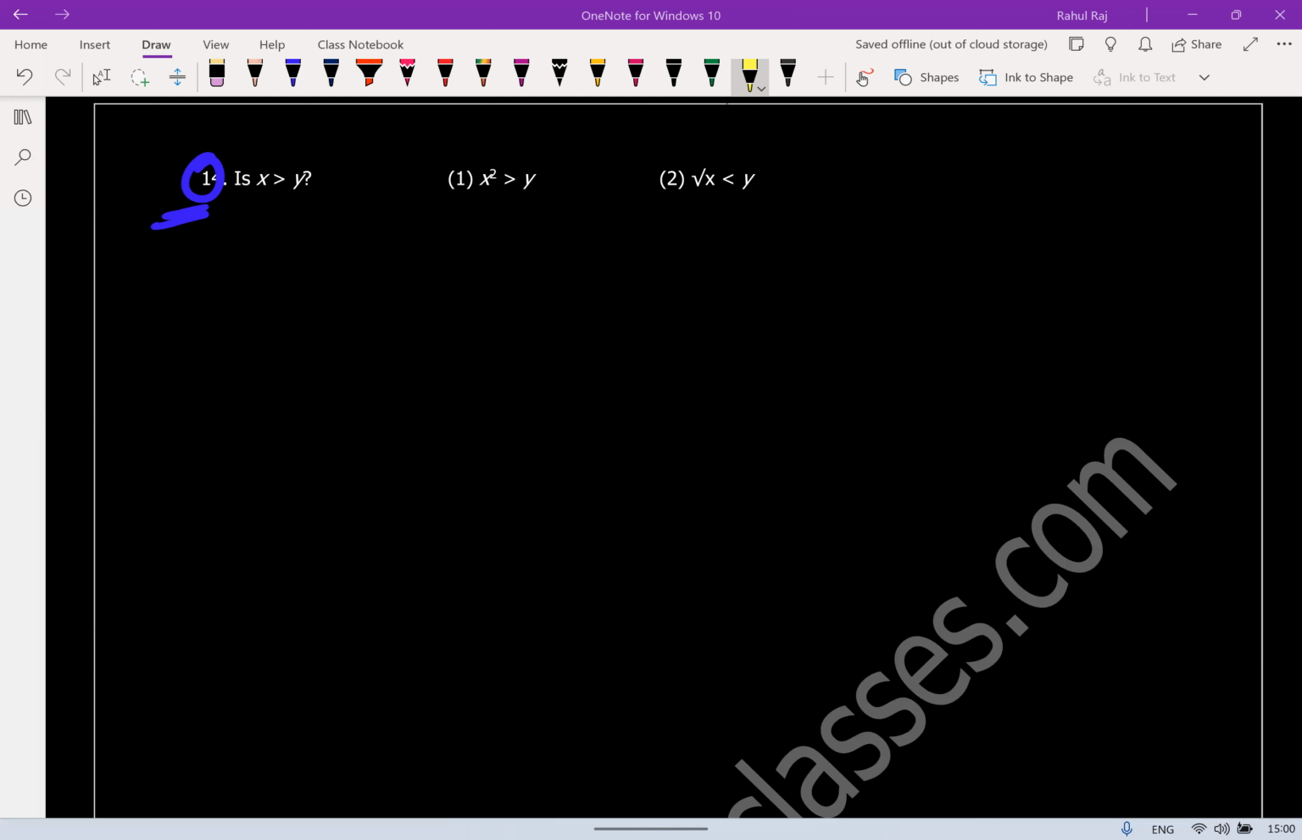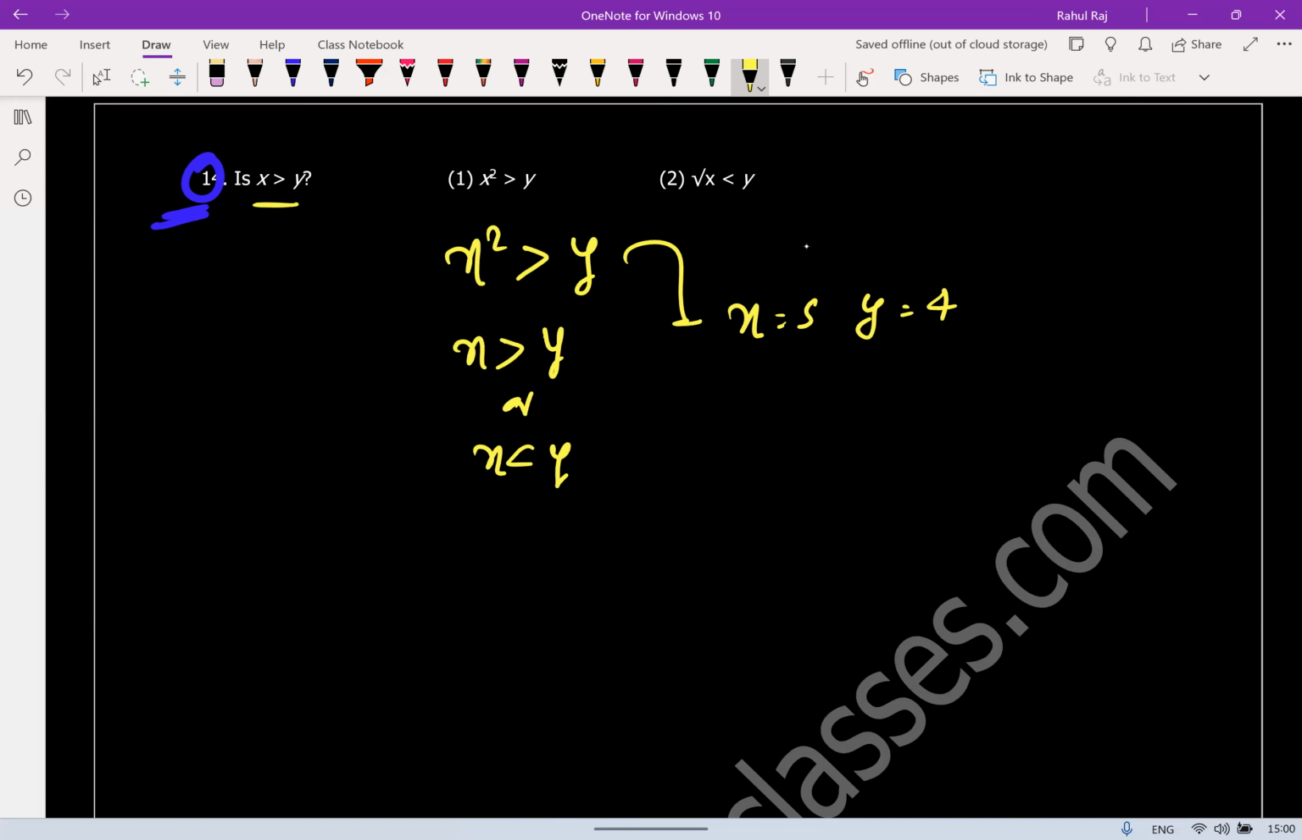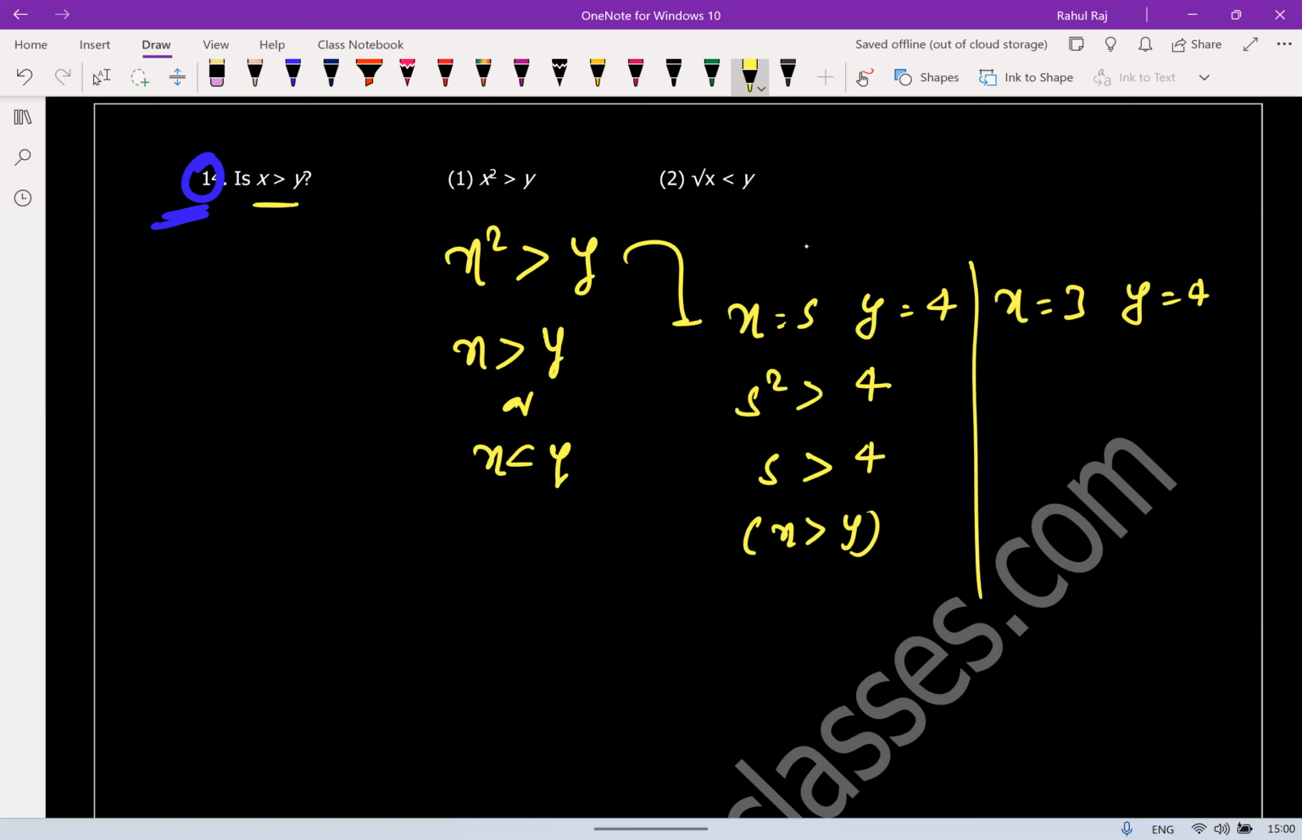It simply says that x is greater than y. Option number 1 says x square is greater than y. In yesterday's class I told you, if x square is greater than y, x could be greater than y or x could be less than y. Imagine x is equal to 5, y is equal to 4. Now 5 square is greater than 4, and 5 is greater than 4, that is x is greater than y. If I say x is equal to 3, y is equal to 4, I can still say 3 square is greater than 4, but technically 3 is less than 4. So if x square is greater than y, x can be greater than y or x can be less than y. I can say this is not sufficient.